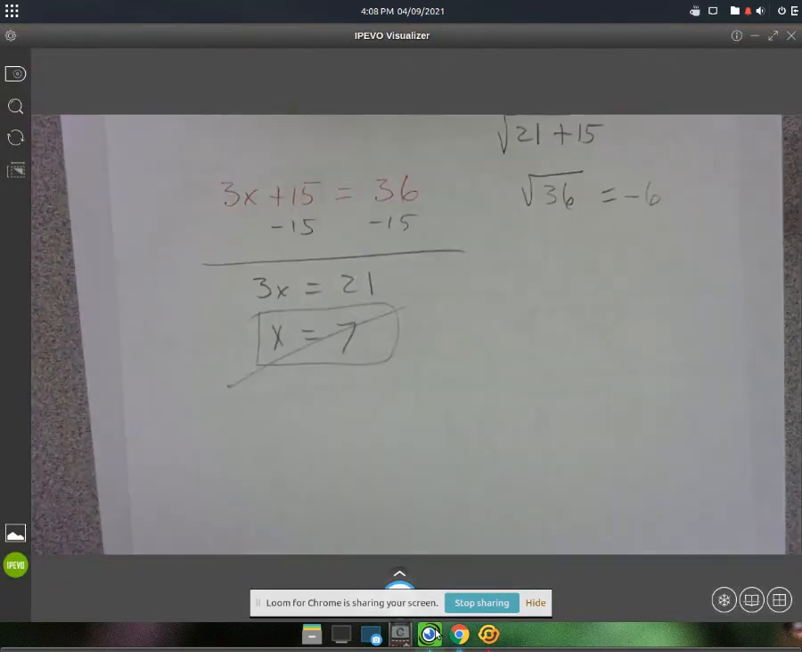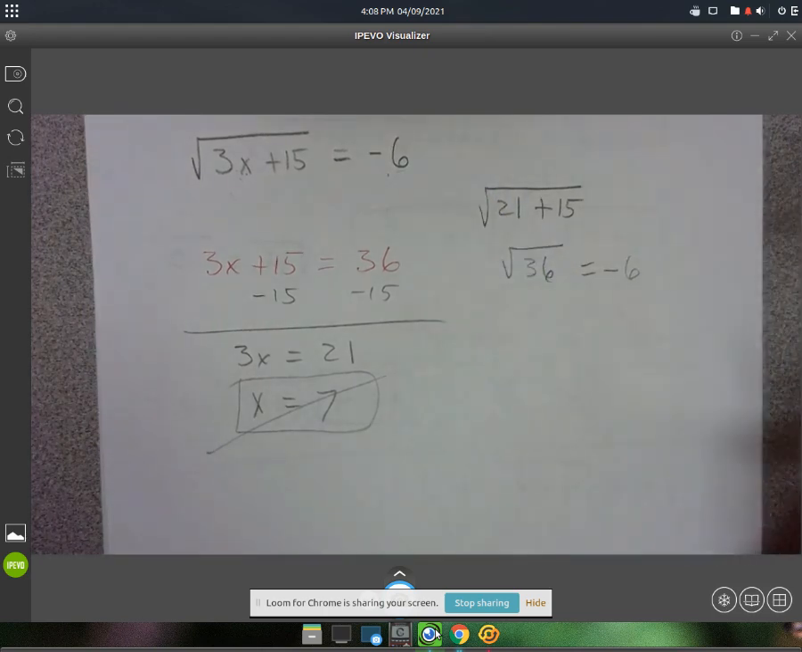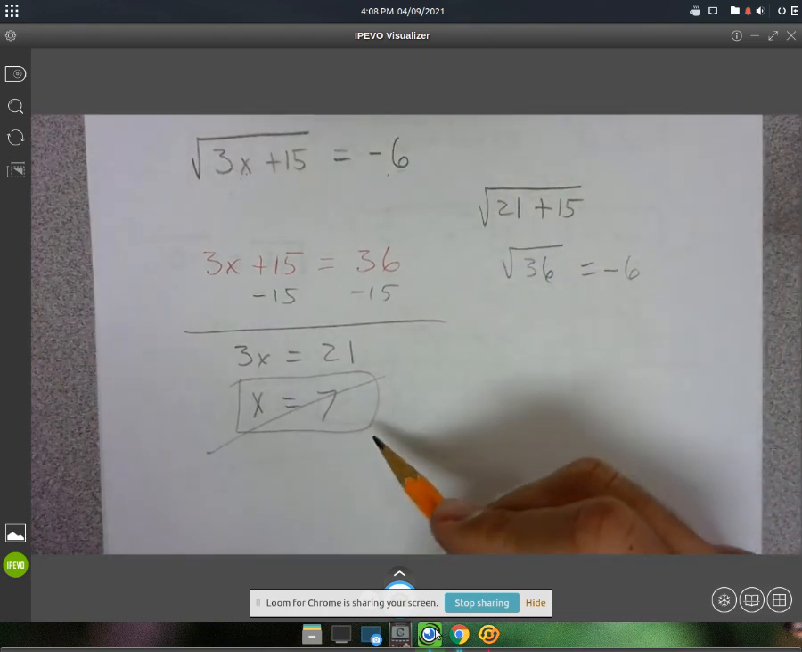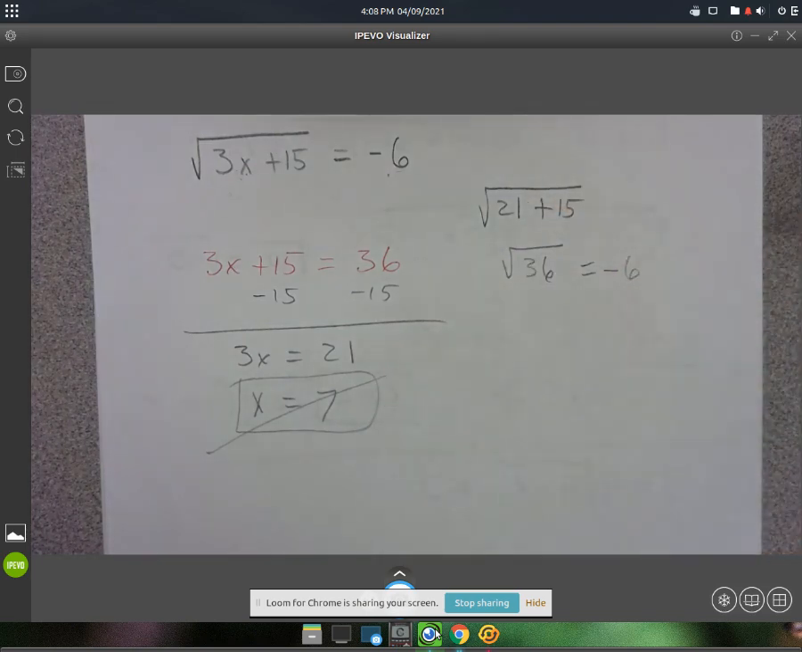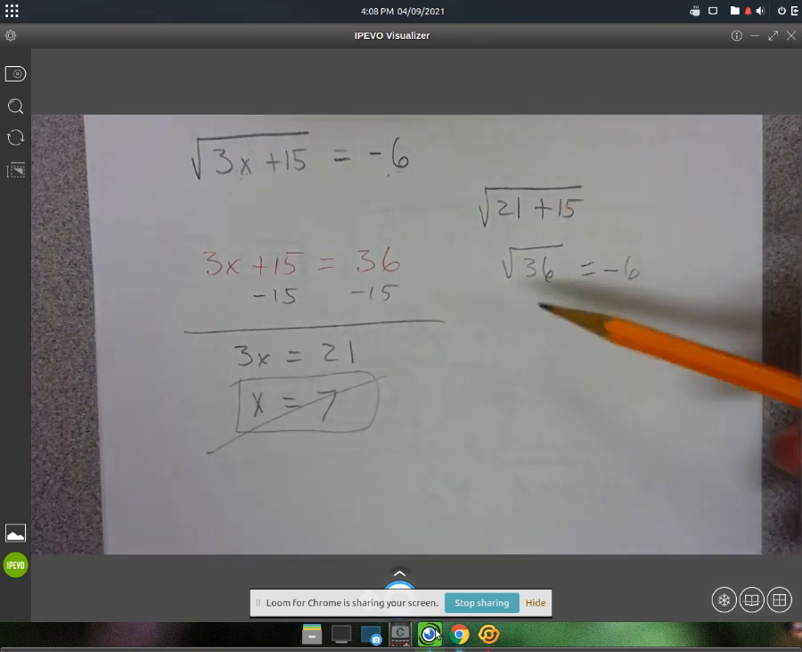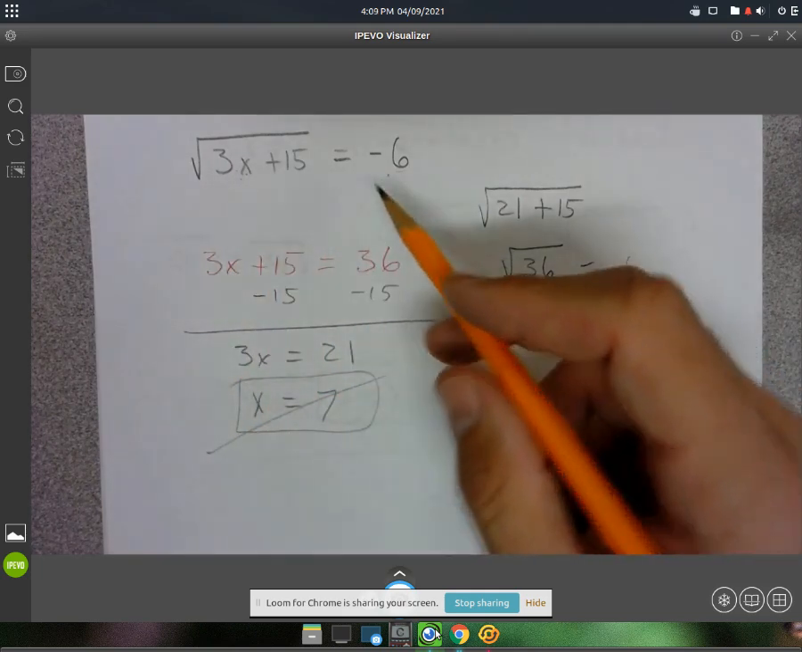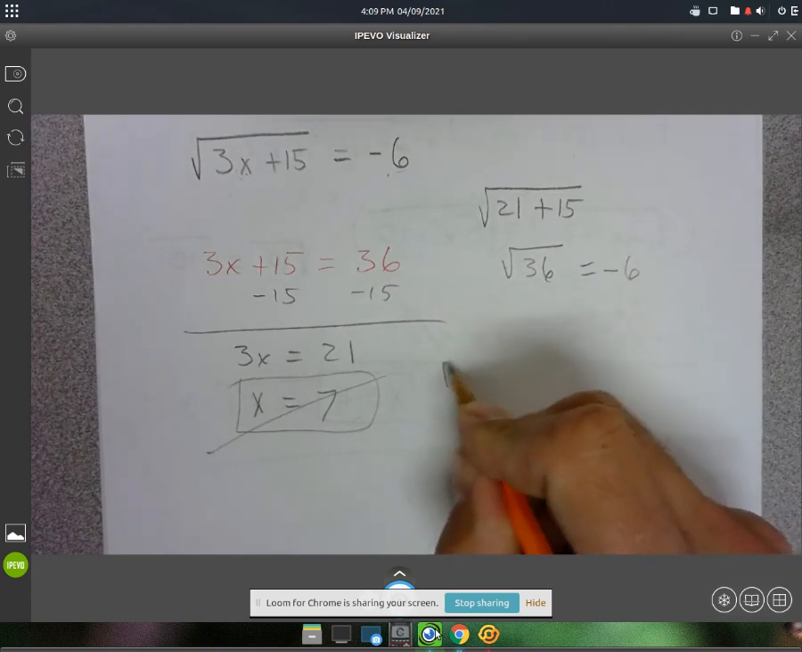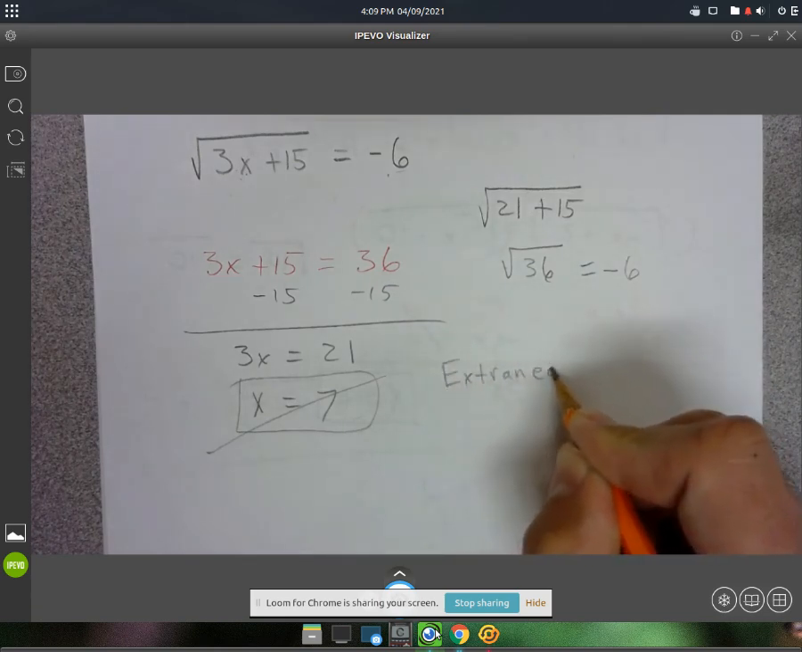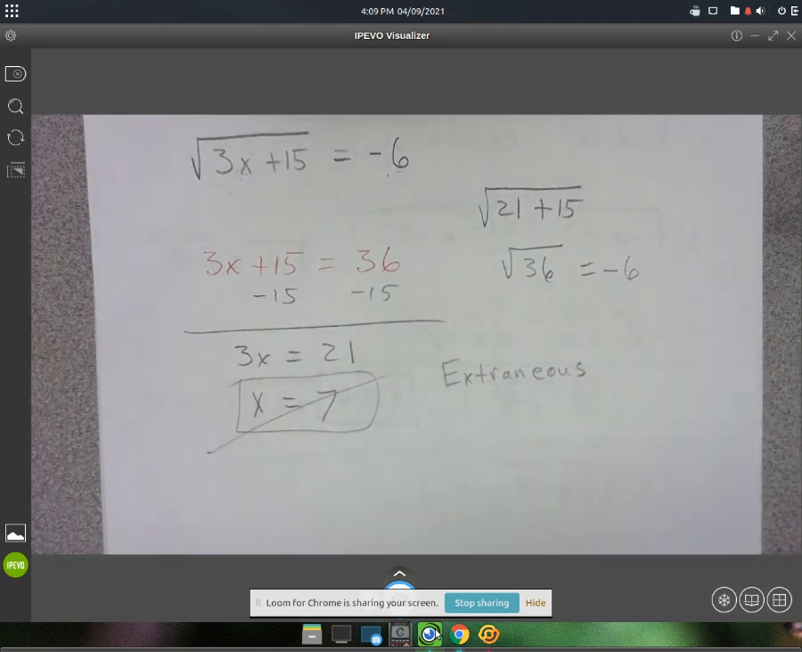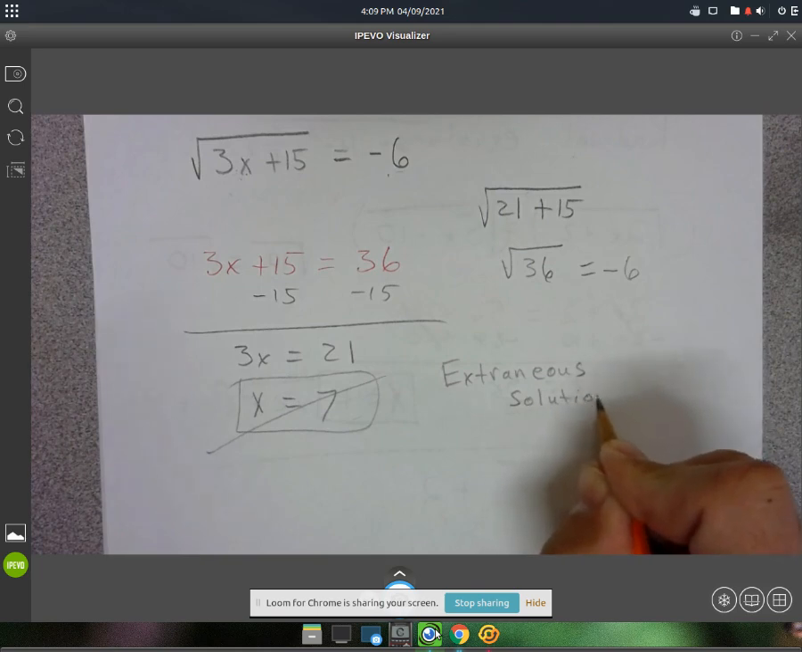So I should have said something about this solution that we had in that last example. We got 7 by following the normal algorithm steps that you would use to solve radical equations, but when you plugged it in, it didn't satisfy the original equation. So they have a name for that, and I believe I'm spelling this right. You could Google it, but this is called an extraneous solution.